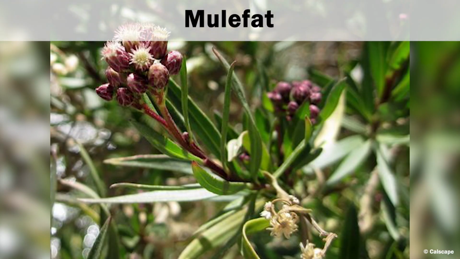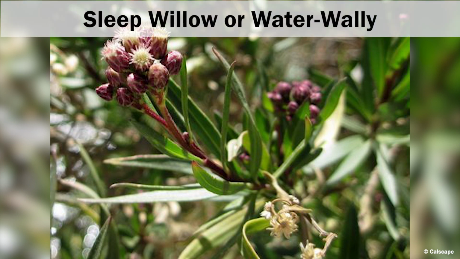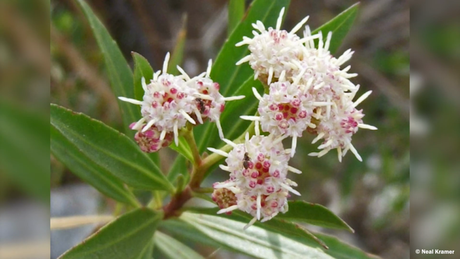Mulfat is a blooming shrub native to the sage scrub community and desert southwest of the United States and northern Mexico. Other names are sheep willow or water lily. This is a large bush with sticky foliage which bears plentiful small, fuzzy pink or red tinged white flowers, which are highly attractive to butterflies.